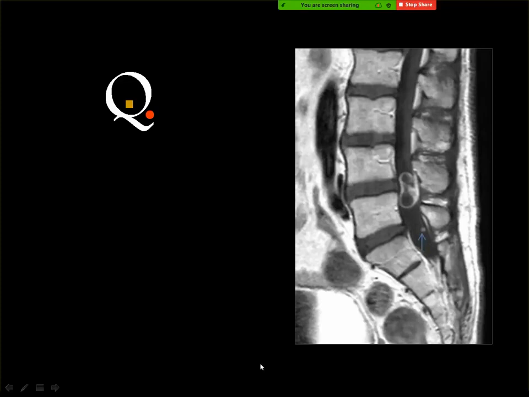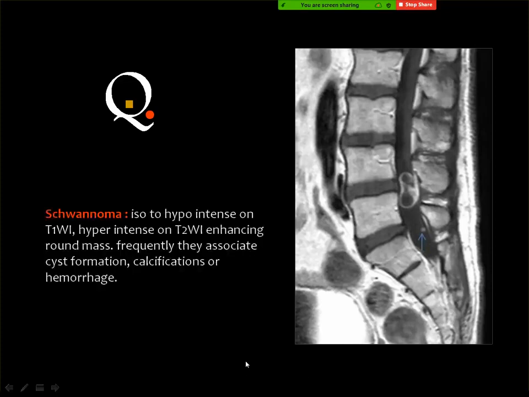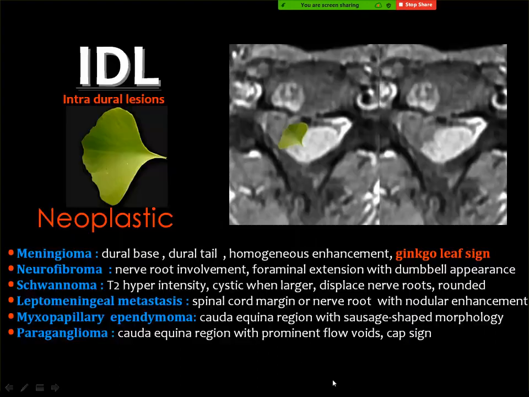Schwannoma. Yes, and this is a classic appearance of intradural schwannoma. This arrow points to another smaller schwannoma distal to the big one. And the classic appearance of schwannoma is an oval-shaped lesion, which is usually heterogeneously enhanced due to the presence of internal cystic changes. And this is the differential diagnosis of intradural lesions.